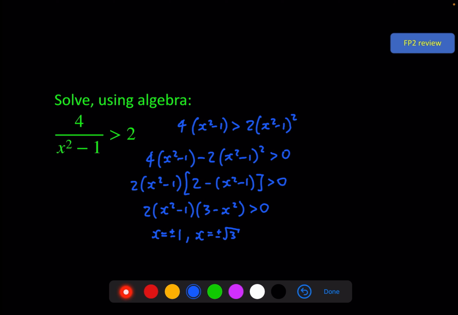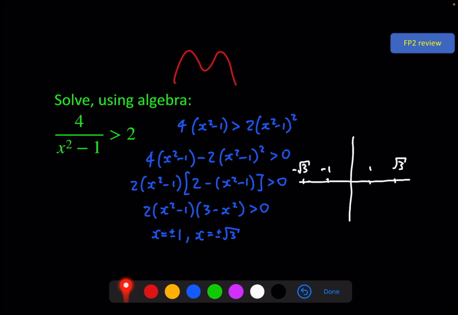Now to see which intervals this holds true for, I can either sketch the graph or I can do point testing. I prefer to sketch the graph because this is a quartic equation, and I know generally speaking that looks something like this, but in this case if I expand this out it would be a negative x to the power 4, so actually in this case it'll look more like this. So if I want to sketch this quickly on the side, I know the key points where it intersects the axis are minus root 3, minus 1, 1, root 3.